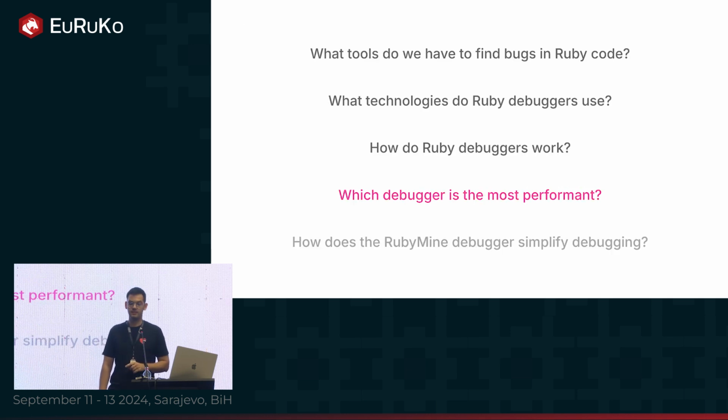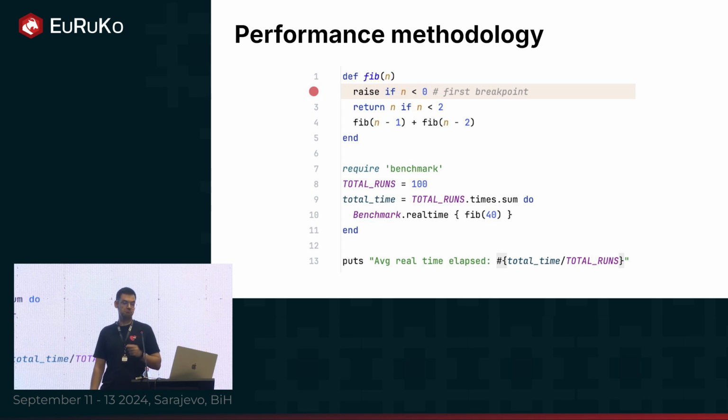So that's mainly it about how Ruby debuggers work. And let's see which debugger is the most performant. To figure this out, I created a simple experiment. I used the Fibonacci method, and in this method, I placed a breakpoint. We never hit this breakpoint, and I need this breakpoint just to measure how a breakpoint can affect a debugger's performance. Also, in this experiment, I use an average metric of 100 runs, just to make the results stable and reproducible.